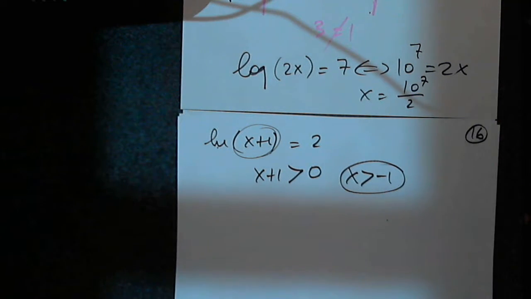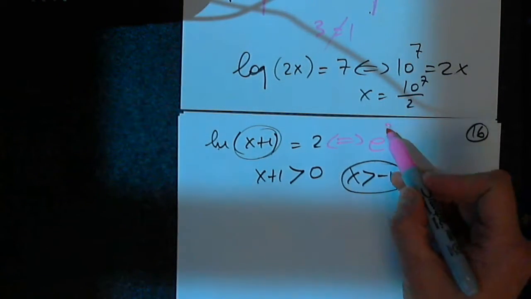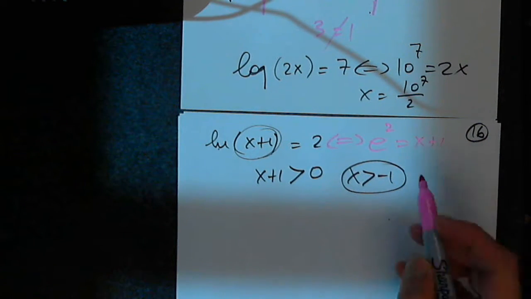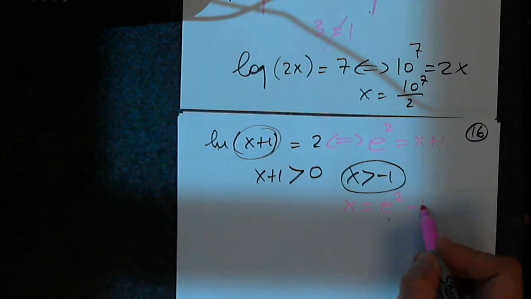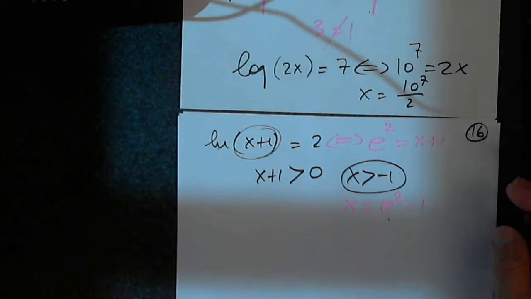So then, perfect, how do I change this? e squared, very good, equals x plus 1. So x equals e squared minus 1, which is a positive number, bigger than -1. So that is the final solution. Very good.